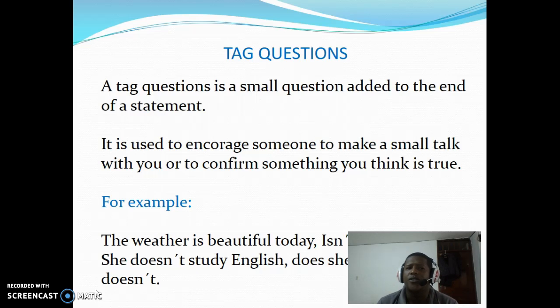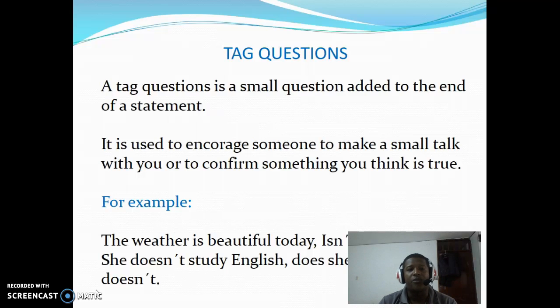What is a tag question? A tag question is a small question added to the end of a statement. It is used to encourage someone to make small talk with you or to confirm something you think is true. Obviously, a very important part of using tag questions is the intonation, right? Later on in another video, we are going to see how to use the intonation of the tag. Now we go to the basics first.